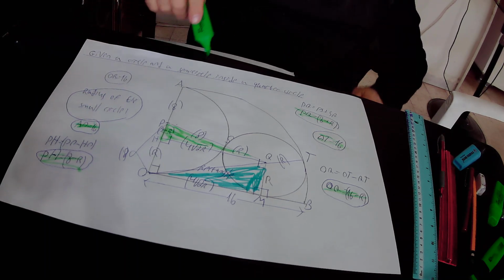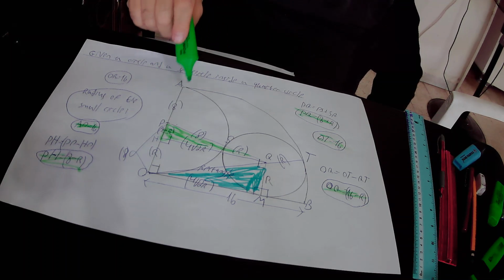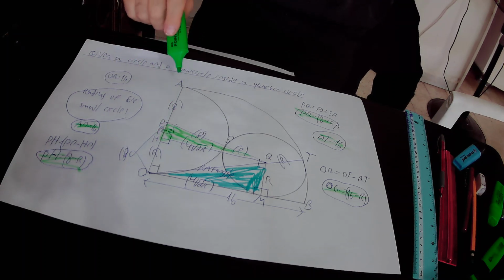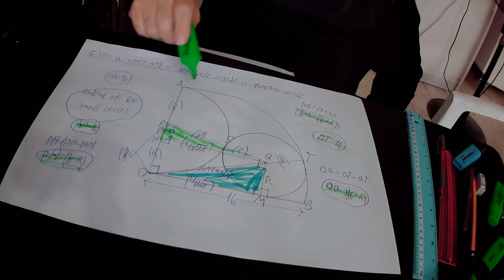But the radius AO of the quarter circle is also the diameter of the semicircle. So we know that the diameter of the semicircle AO is 16. Therefore, the radius must be equal to half of it. 16 over 2 is 8. So the radius AP of the semicircle is 8, and the radius PO of the semicircle is also 8.